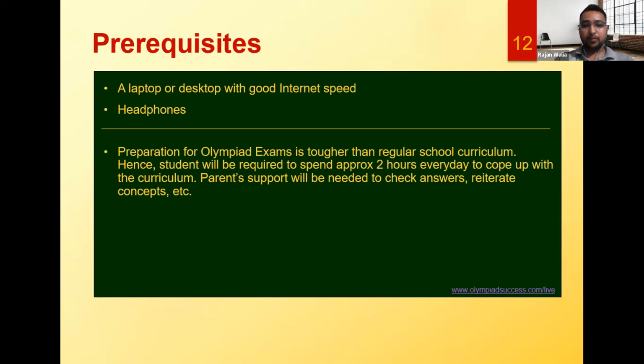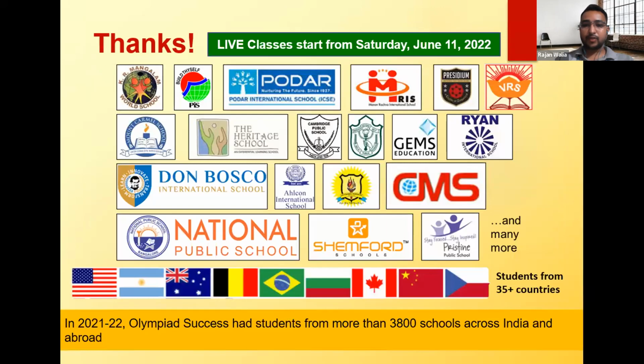As you know, preparation for Olympiad exams is tougher than the regular school curriculum because there will be some topics from upper grades also. So students will be required to spend approximately 2 hours every day to cope with the curriculum, and parent support will be needed to check answers and revise concepts. The live classes for this course will start from 11 June.